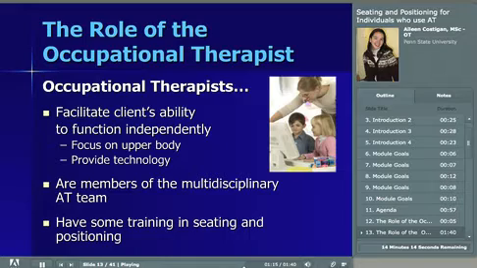As part of their clinical education, occupational therapists also receive basic training in seating and positioning. Now, not all occupational therapists go on to develop specialist-level expertise in seating and positioning, but the basic training they do receive puts them in a position to provide input to the assistive technology team in many cases, and also allows them to identify when a specialist needs to be consulted.